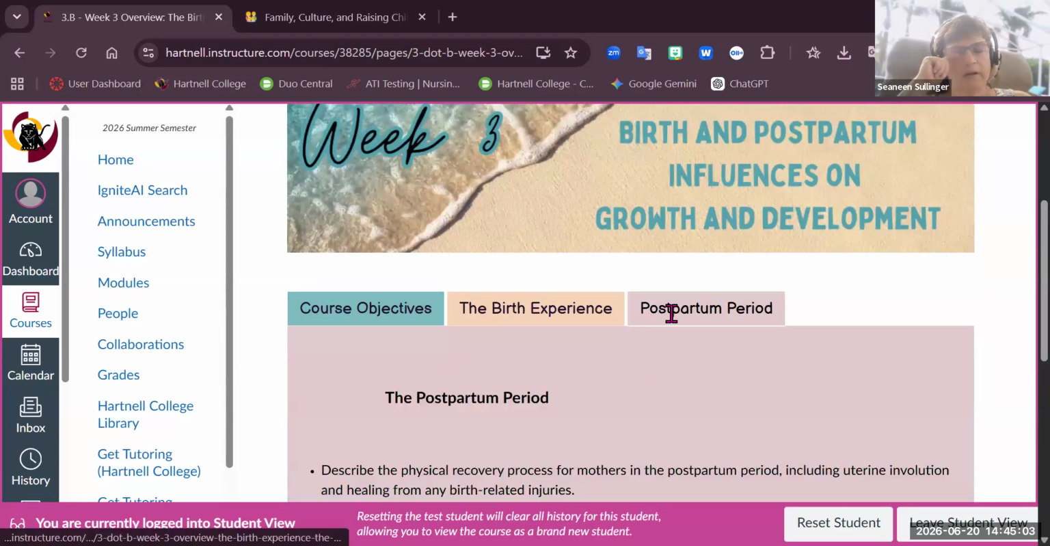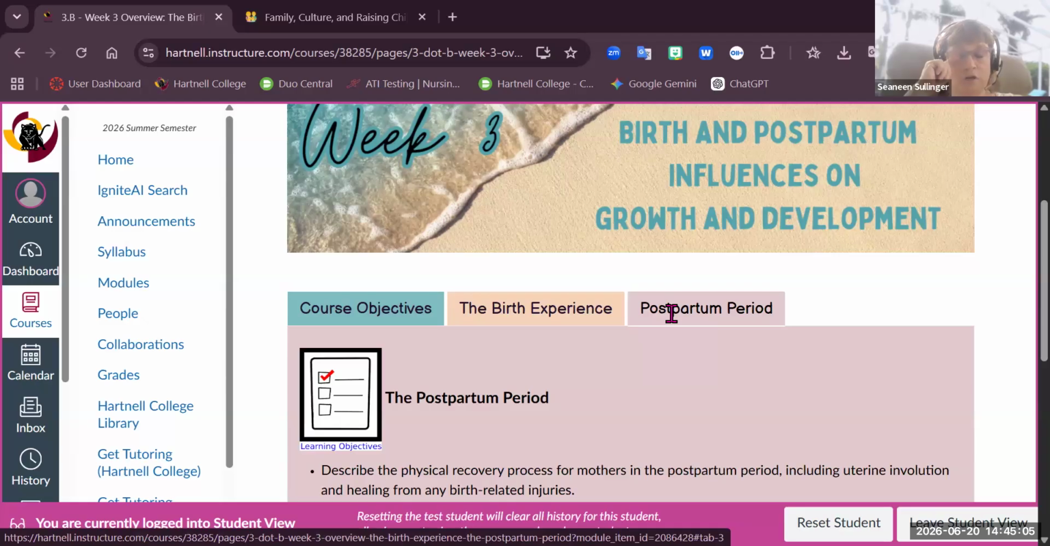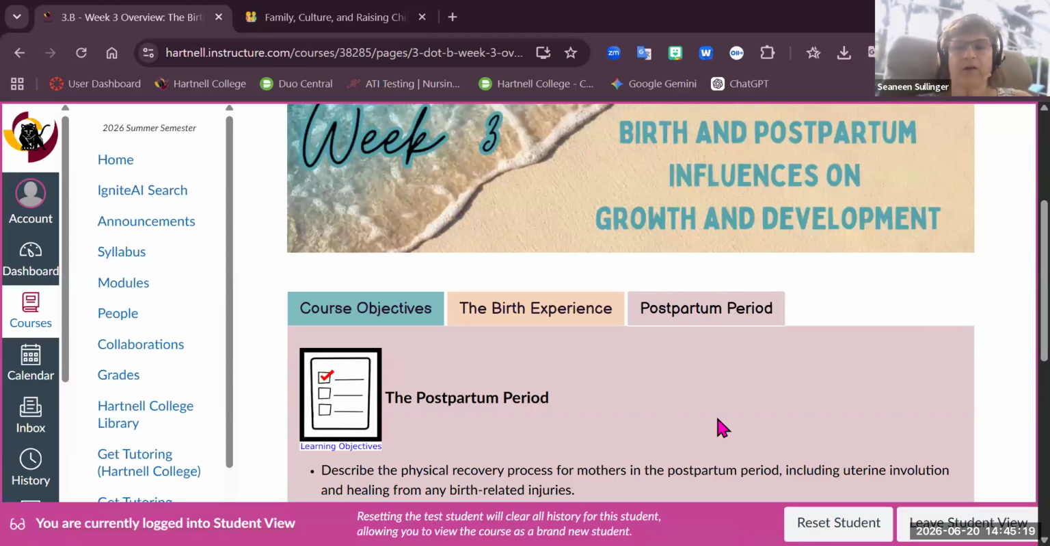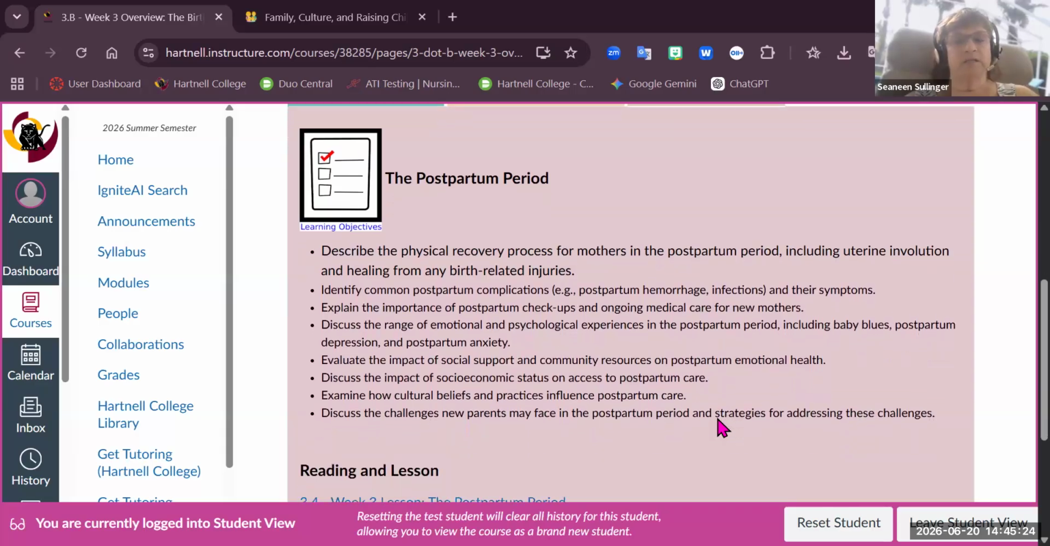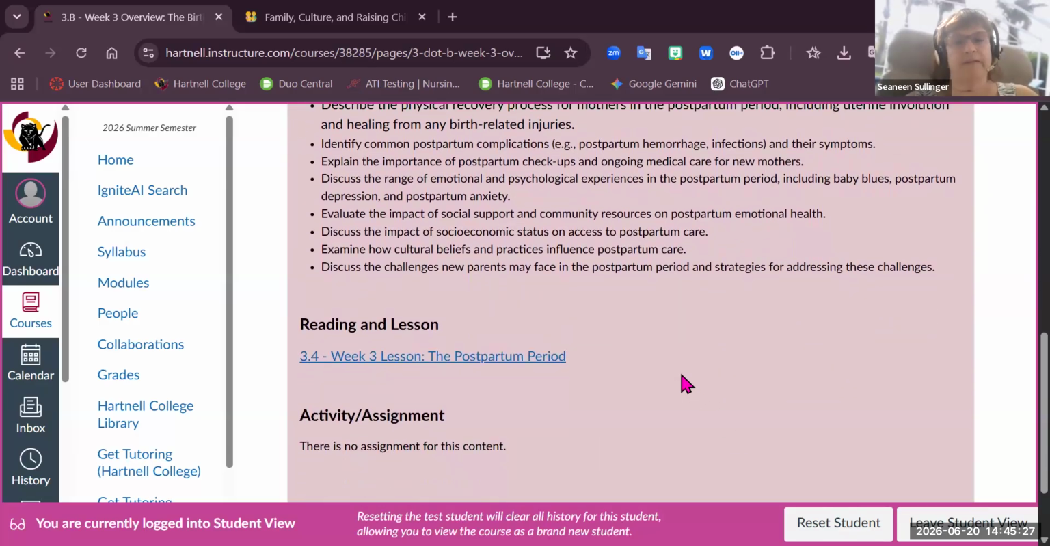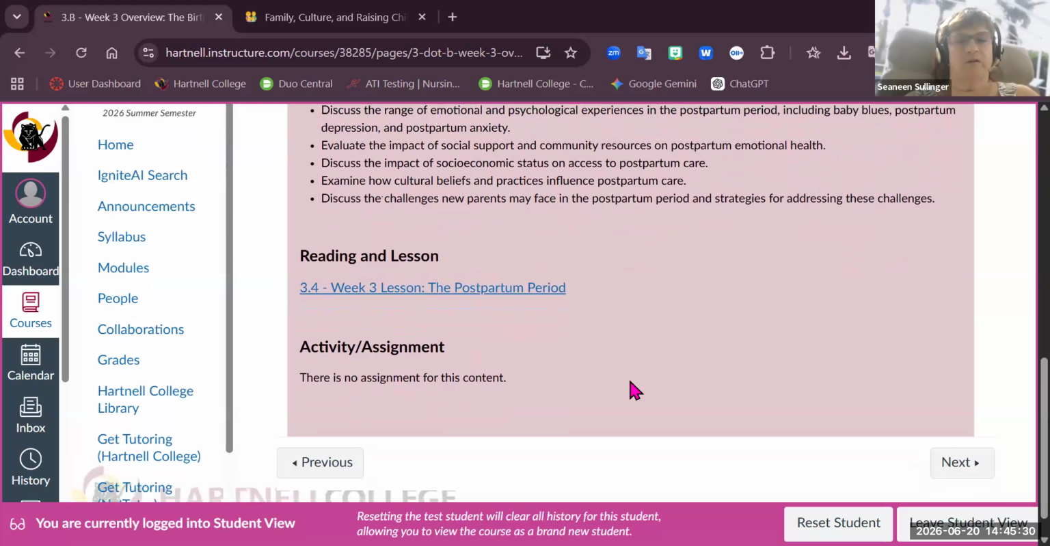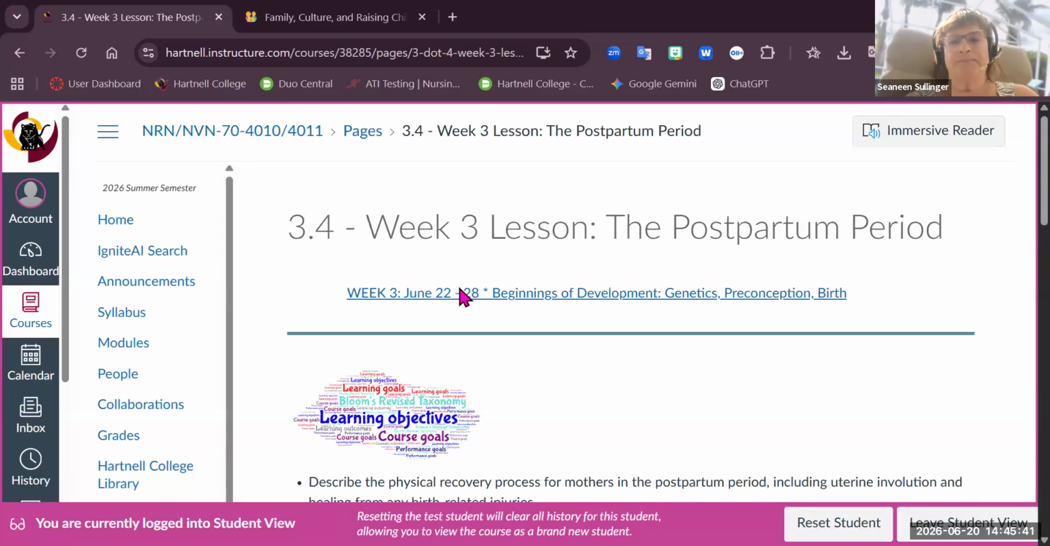The postpartum period is the period of time after the mom has had the baby. There are certain things that the mother experiences, things that we talk about in the early adulthood planning as well, but things that can also affect growth and development. So here are the objectives for this lesson. The reading and the lesson are all together. I did not have specific separate reading for this, and no assignment specifically for the content. So looking at the postpartum period, the reading will be included there.